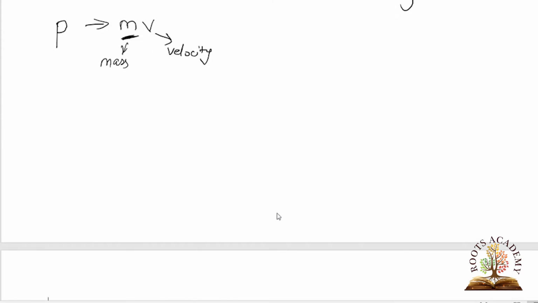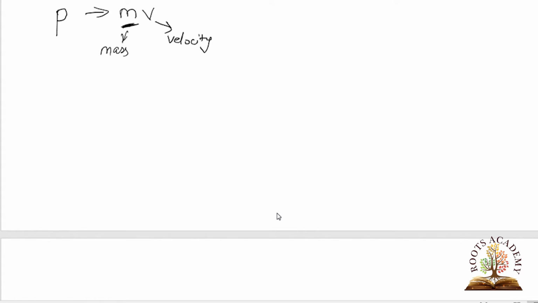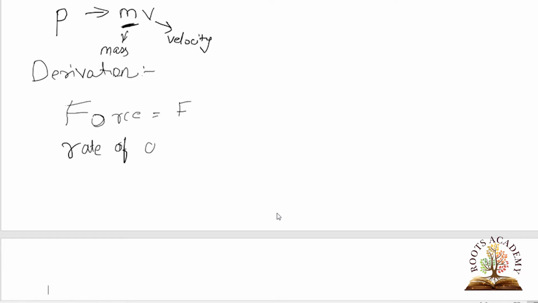Okay, now let's understand this in the form of a derivation. Now rate of change of momentum is directly proportional to the force. Force is written as F, and rate of change of momentum is nothing but final momentum minus initial momentum.